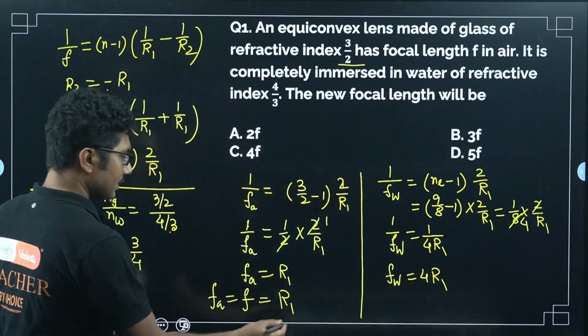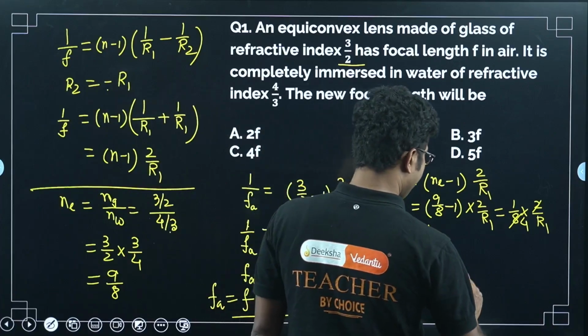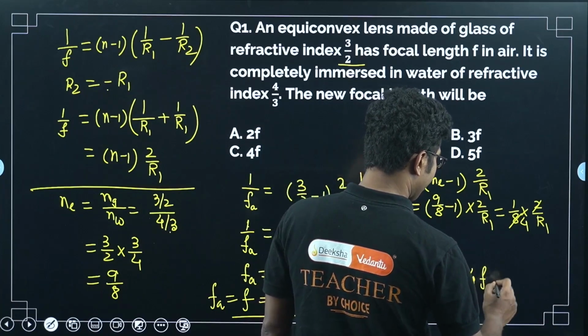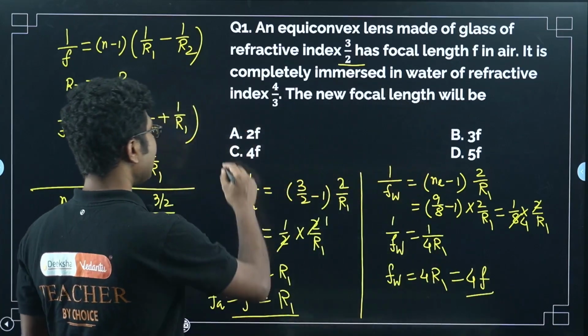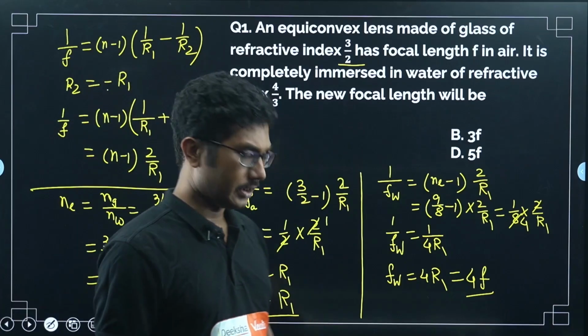Now in the first equation we calculated f equals r1, so we just need to replace that. It will be 4f. So 4f is the new focal length.